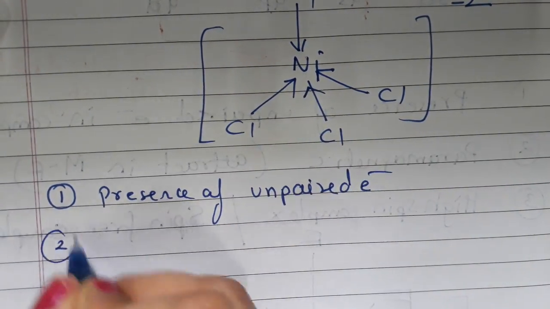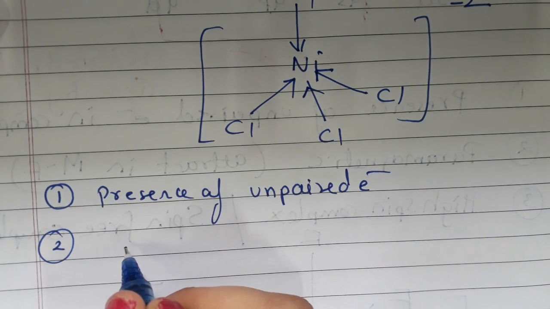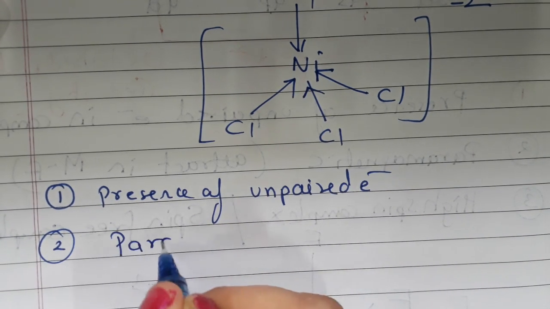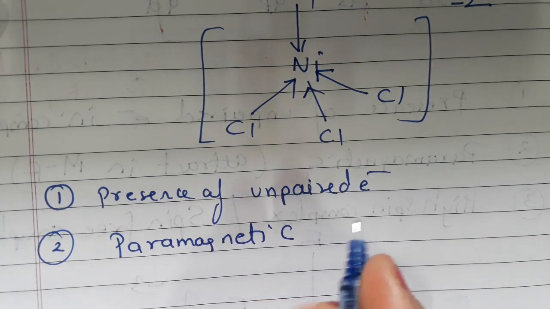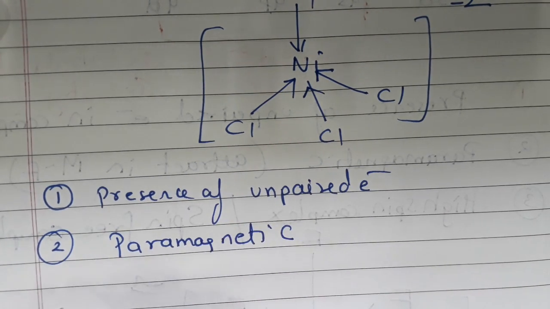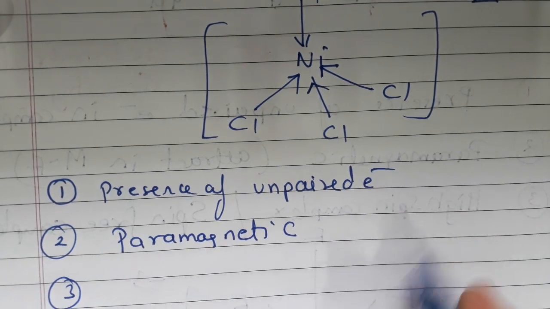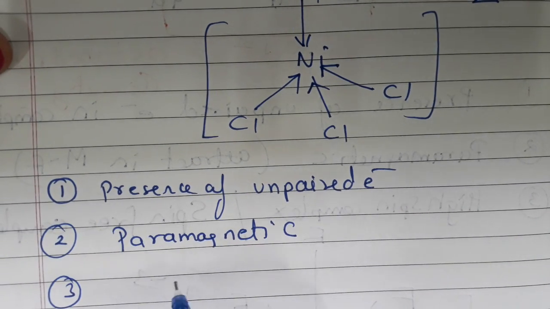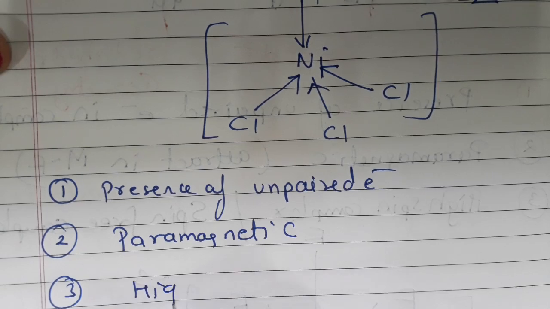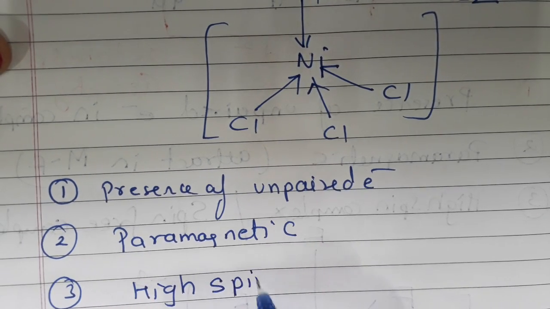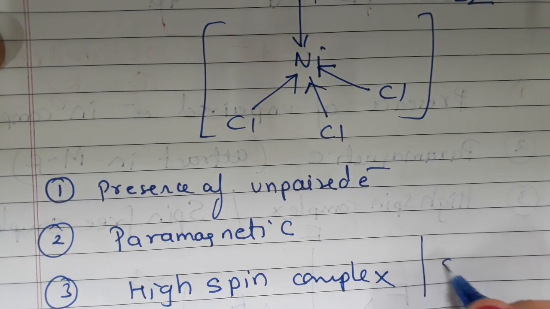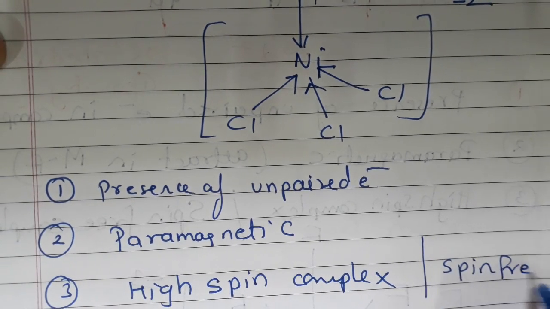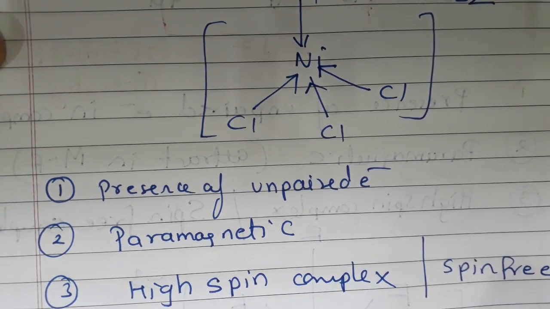Okay, now if there is presence of unpaired electron, it is going to get attracted in the magnetic field, so it is paramagnetic in nature. Now, if it is paramagnetic in nature, it is going to be a high spin complex. Okay, high spin complex, and we can also write here, spin free complex.